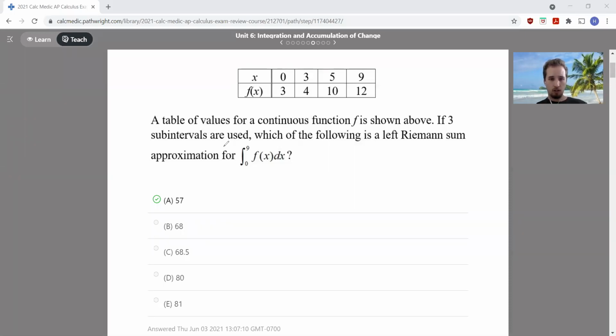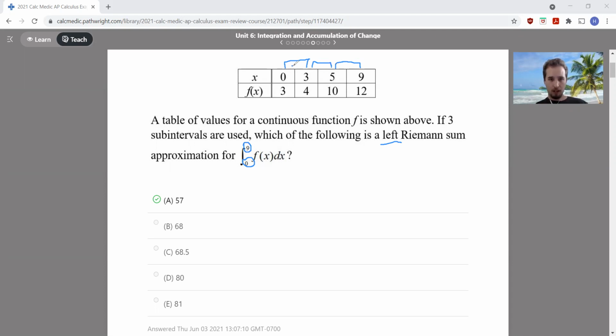Continuous function, it wants 3 subintervals. Notice that we're already given 3 intervals here. So that's perfect already. And left Riemann sum for an approximation, right? Any Riemann sum is going to be an approximation. And this is saying from 0 to 9, right? And so we got 0 to 9 right here. And so it's saying left Riemann sum. Well, we already have our 3 intervals. We're going to use this one.